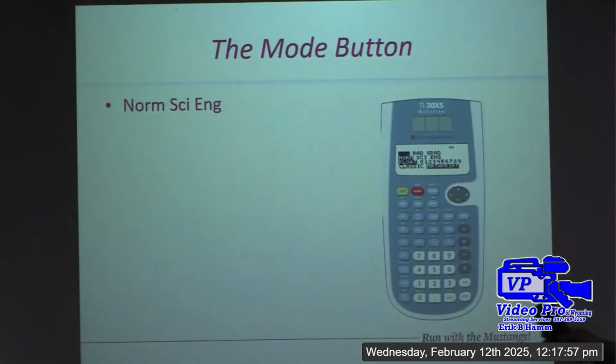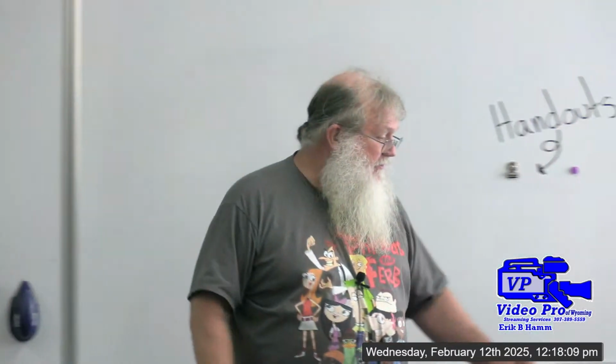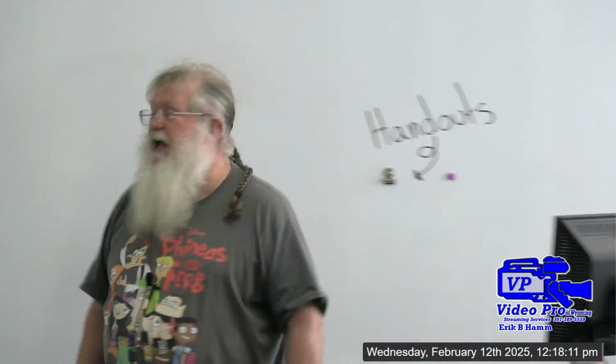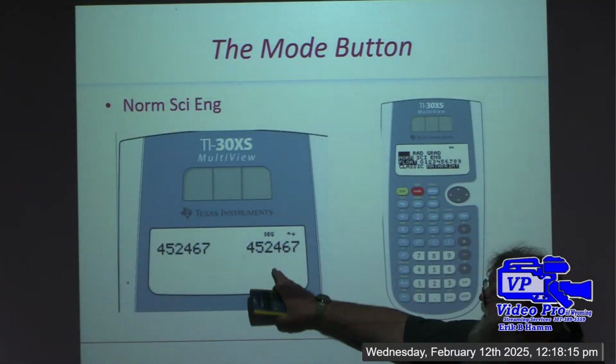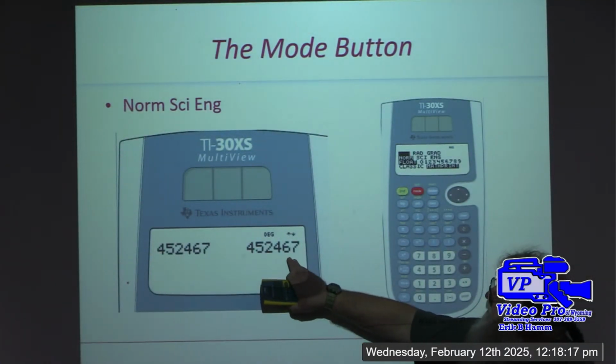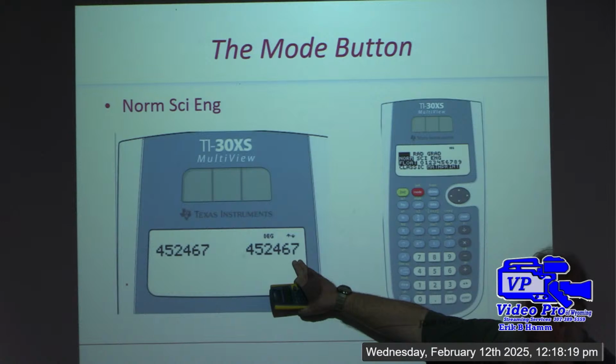All right, then the next row down is norm, science, engineering. Norm is for the normal setting, science is the scientific setting, and engineering is the engineering setting. So let's look at the difference between those 3. In normal, if you just enter a number, it just leaves it as is. So here I've entered the number 452,467, and notice the calculator left it alone.